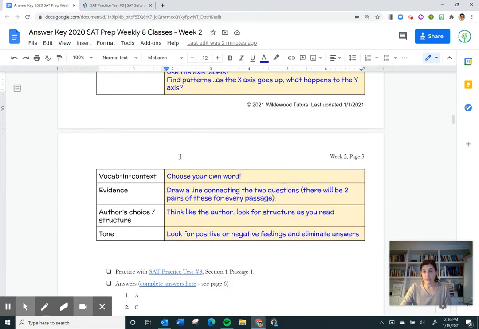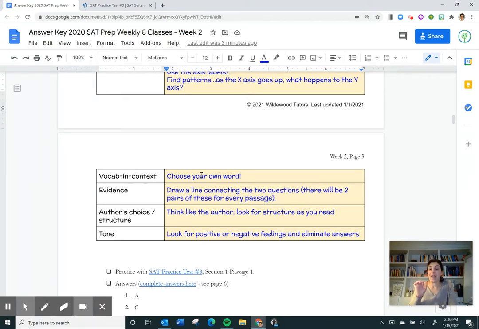Vocab and context. You saw this video. This is the most important strategy, and there really is no other. You must choose your own word, okay? Go into the text, choose your own word for that vocab word, pull it out as if it doesn't even exist, pick your own word.